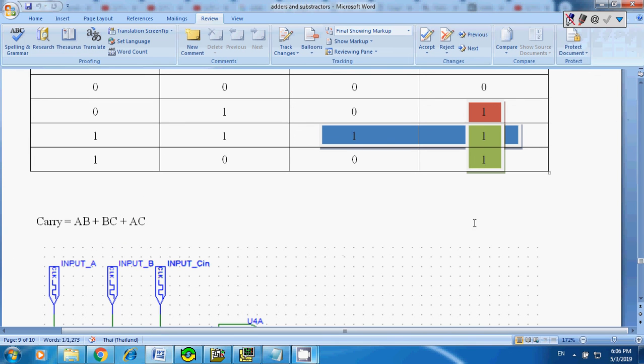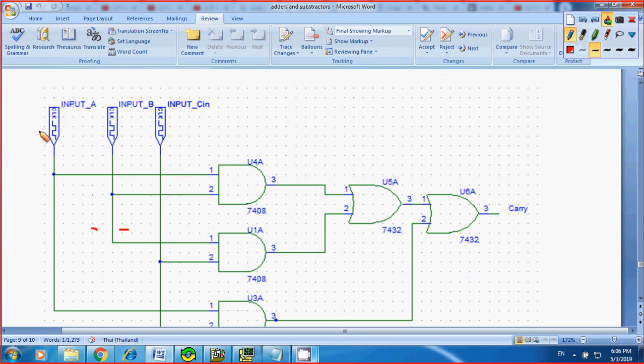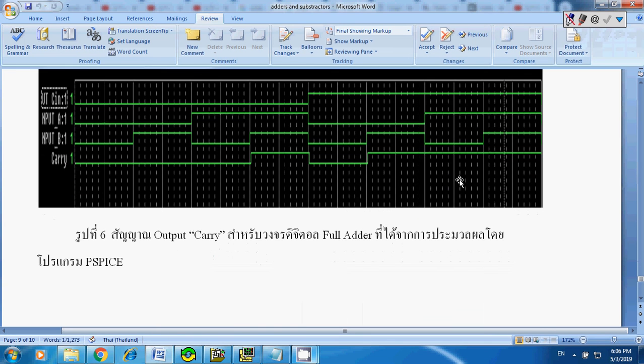So let's take a look at the circuit. You do the same thing. You have 3 inputs, right? A, B, and C in, and you need 3 2-input AND gates, and also 2 2-input OR gates. And this is my plot from PSpice simulation.